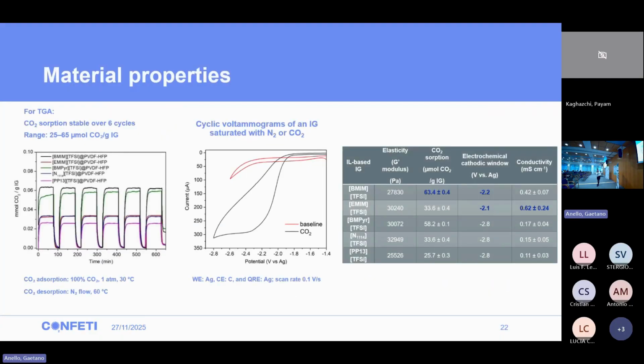So as a characterization for those materials to study their properties, TGA showed that upon the addition of CO2, we can notice that the mass of these gels increases, and cyclic voltammetry scans showed that when CO2 is introduced, you can notice a peak in those materials. And further tests showed that the imidazolium-based ones had the highest CO2 absorption in addition to the best conductivity.